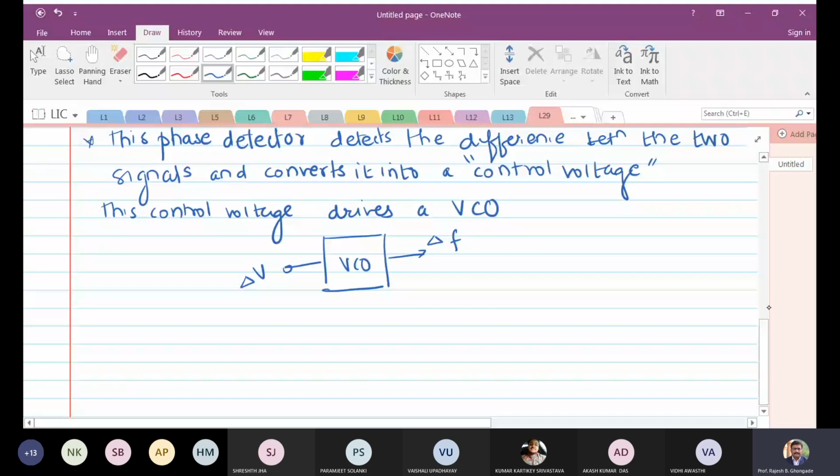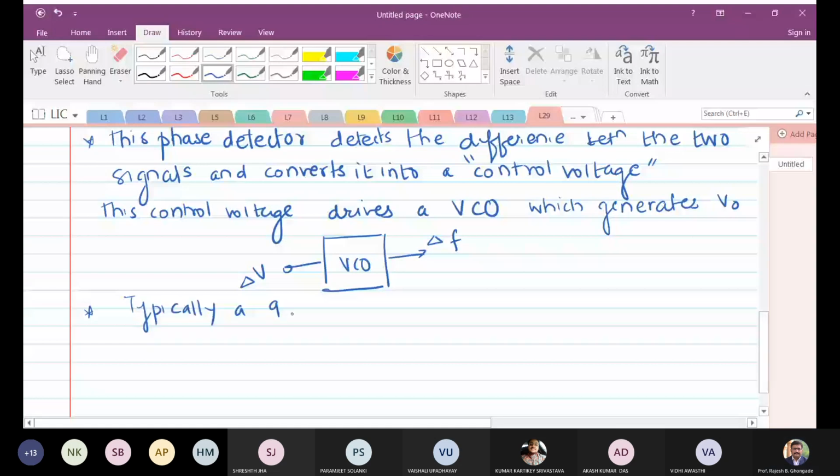So this drives a VCO which generates the output signal Vo. Now there is typically a 90 degrees phase difference between input and output signals.